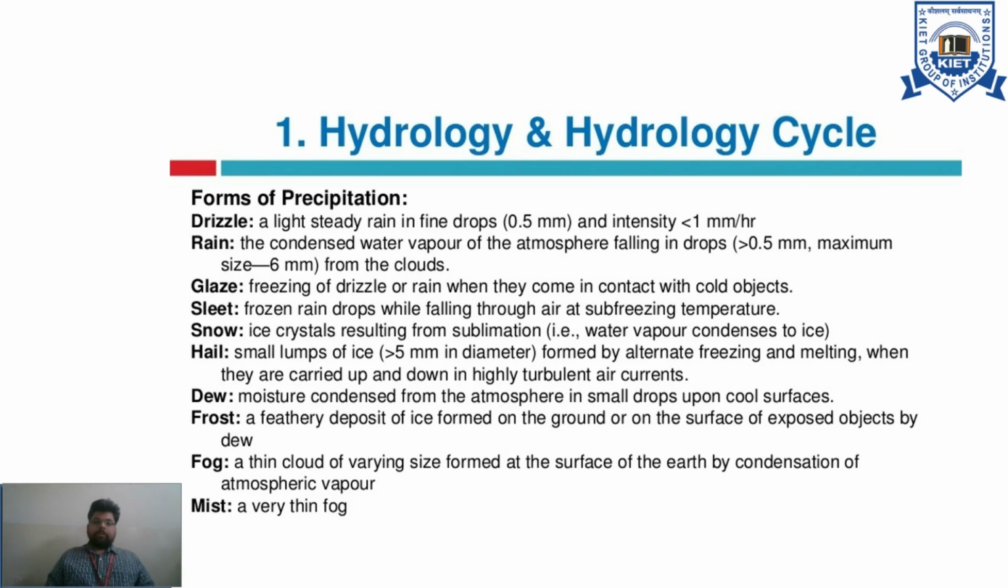Dew, moisture condensed from the atmosphere in small drops upon cooling surfaces. Frost, a feathery deposit of ice formed on the ground or on the surface of exposed objects by dew. Next is fog, a thin cloud of varying size formed at the surface of the earth by condensation of atmospheric pressure. Last but not the least, the mist, a very thin fog.